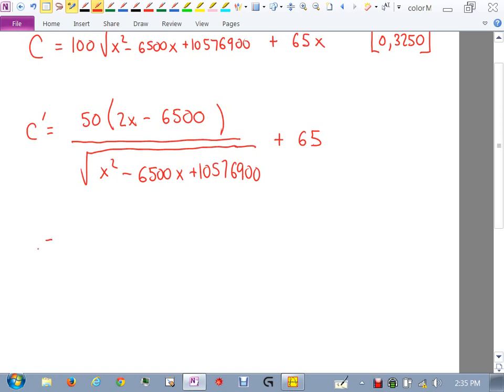How about I do this? Let me set this equal to 0 now, and just tell me if you believe that this would be true. I'll multiply that 50 through. So 100x minus 6,500 times 50. Just punch it in real quick for me.